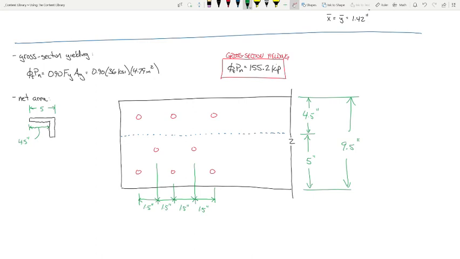Now, do we know this distance right here? Sorry, I misspoke. This lower spacing down here, these are the S values. Do we know this distance right here? 1.5. 1.5 inches. Okay, that was given to us at the very beginning of the problem. Now, what about this one?